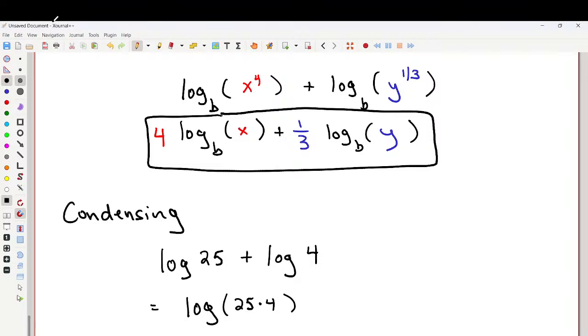Can we do this? A calculator can do this, but how about without a calculator? What power of 10 makes 100? 2. So this simplifies all the way down to 2. Also a reminder from last class, the invisible base is 10. We call it the common log.